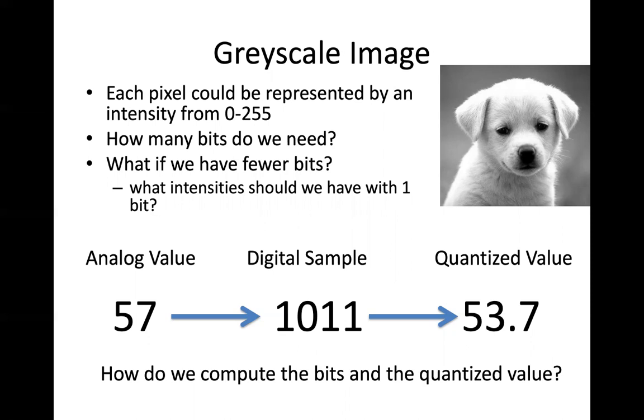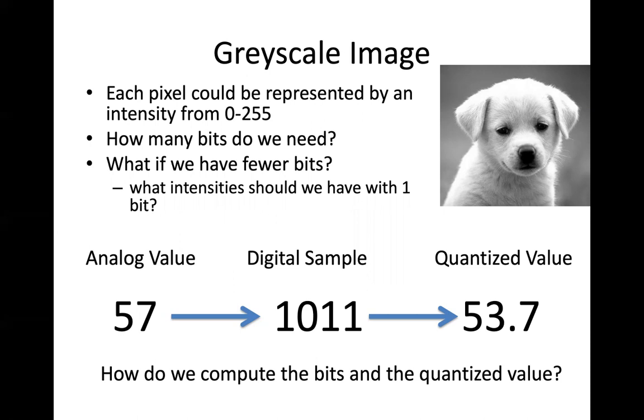And so one question we can ask is, how many bits do we need to describe a pixel in this kind of grayscale image? And of course, it's 8 bits because 2 to the 8th is 256, and the numbers from 0 to 255 have 256 different possibilities, so those are exactly represented by 8 bits, or 1 byte.